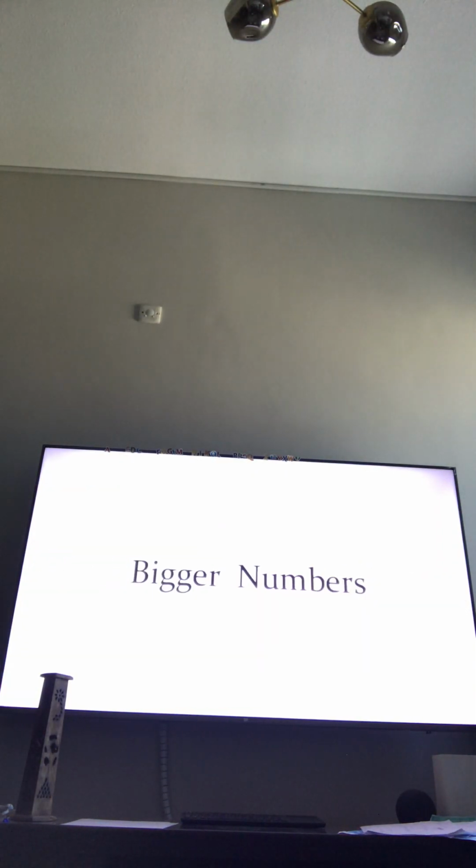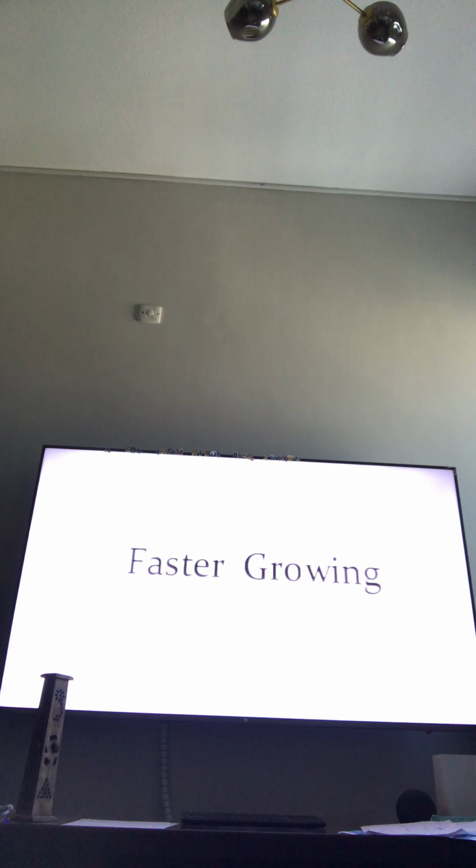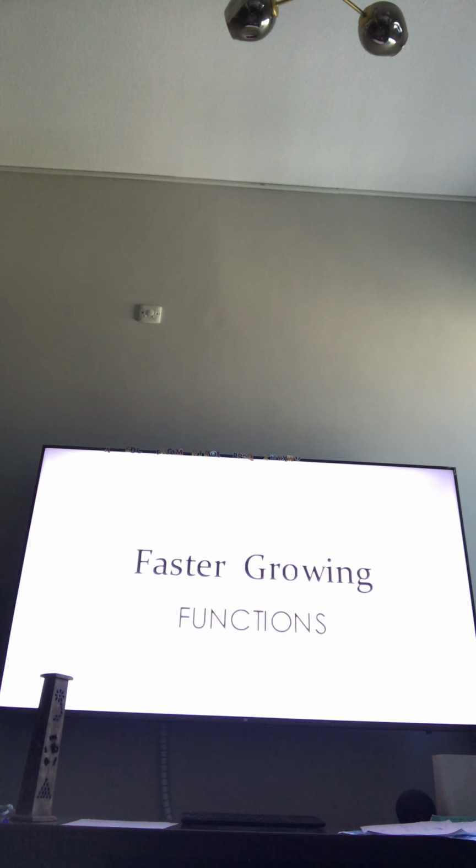To create bigger numbers, we need faster growing functions. 2 plus n is an example of a function. But 2 times n grows faster than 2 plus n. But 2 to the power of n grows even faster.